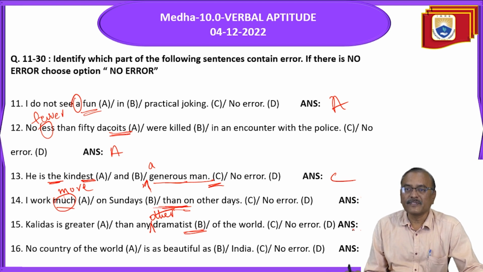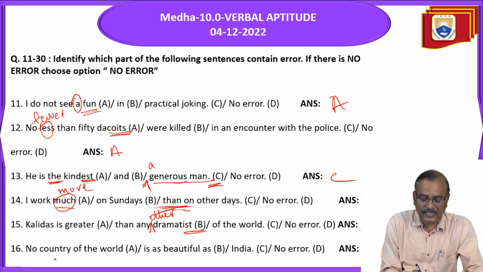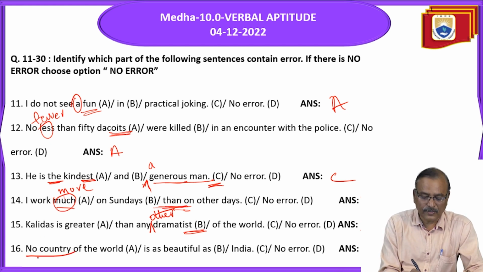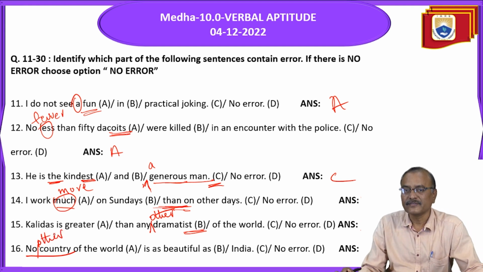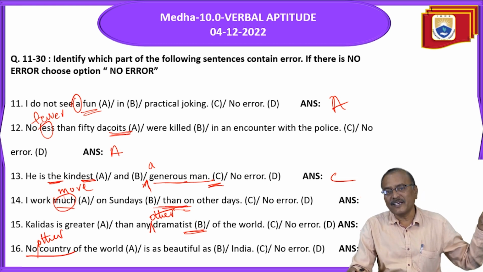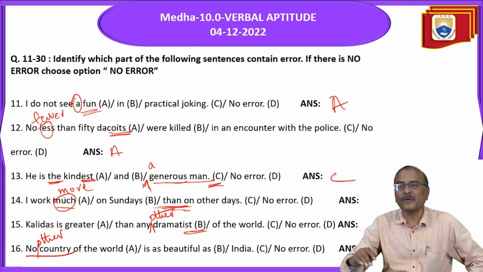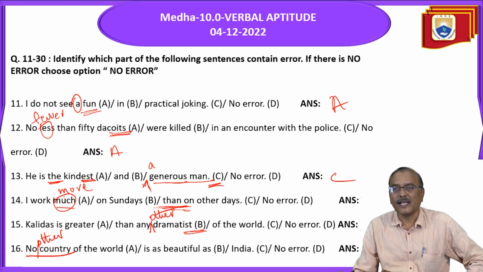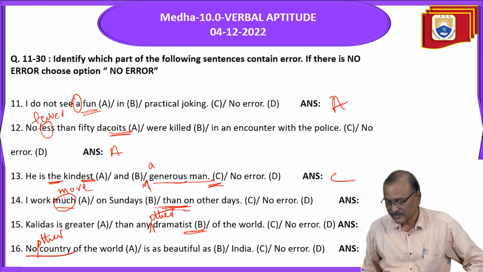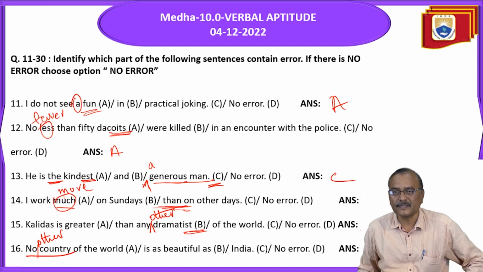So, no country of the world is as beautiful as India. So, don't say here no country. No country means in that one India also comes. So don't say no country, say no other country. Means other than India. No other country of the world is as beautiful as India. It should be no other, all other, any other, some other, like that, in comparison.